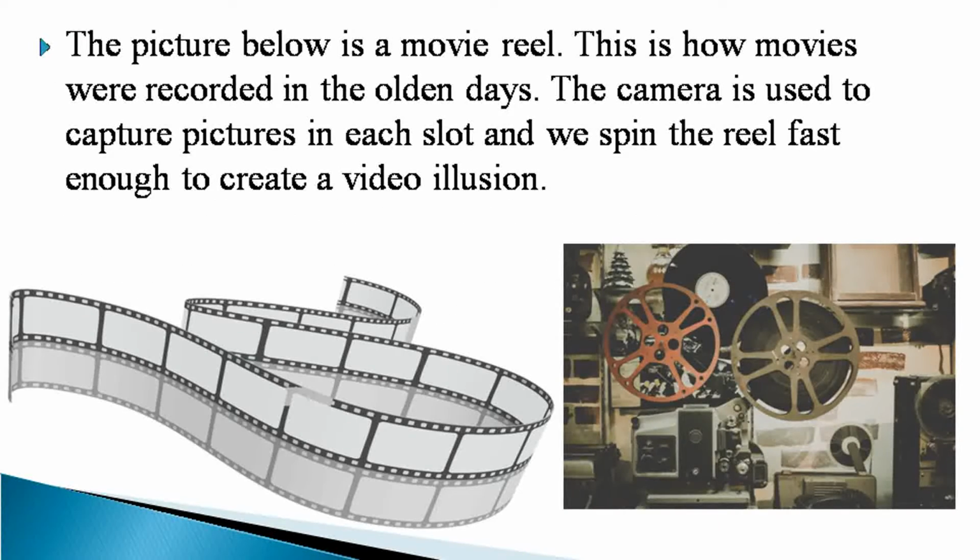The picture below is a movie reel. This is how movies were recorded in the olden days. The camera is used to capture pictures in each slot and we spin the reel fast enough to create a video illusion.